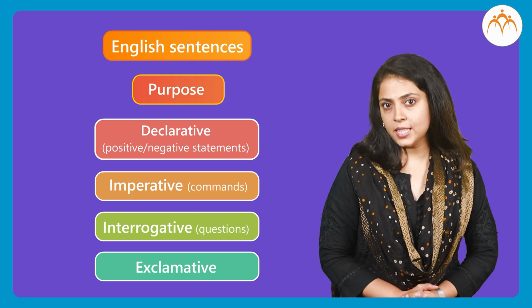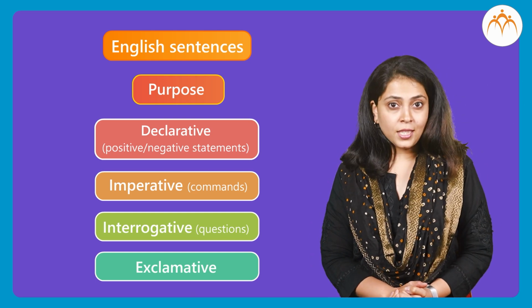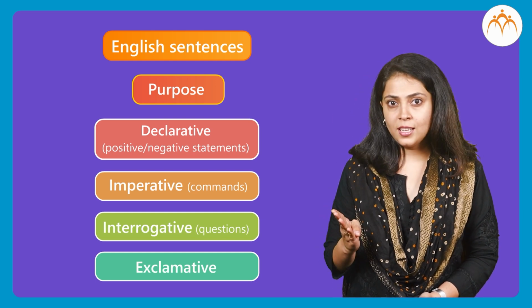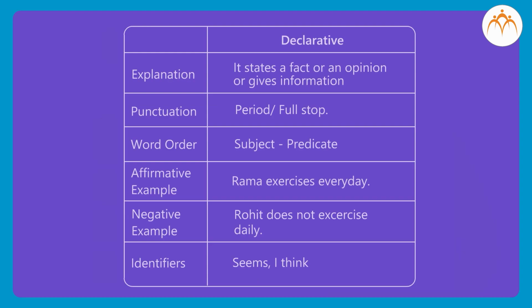Now let's take a look at the table to better understand the differences between the four sentence functions and the indicators at a glance. Declarative: it states a fact or an opinion or gives information. Punctuation used is period or full stop. Word order, subject, predicate. Affirmative example, Rama exercises every day. Negative example, Rohit does not exercise daily. Identifiers, seems or I think.